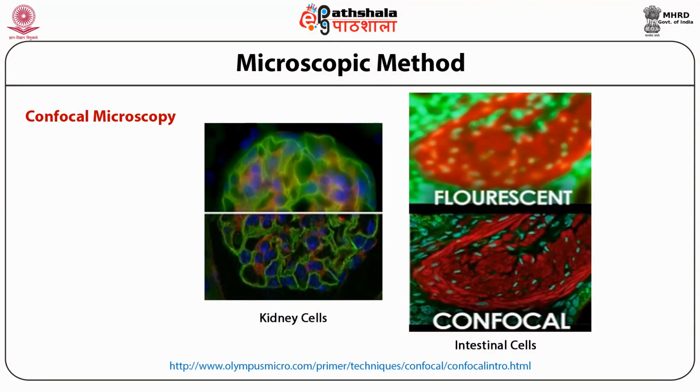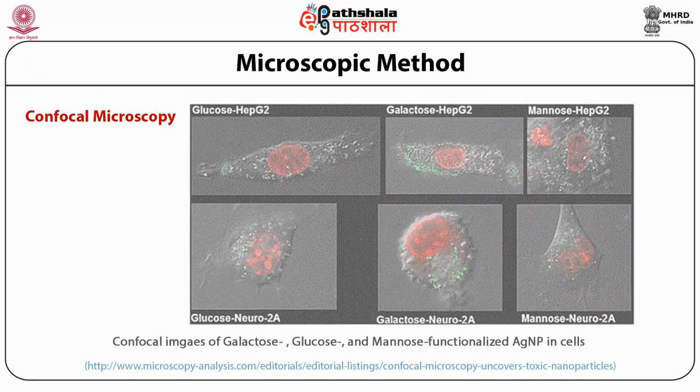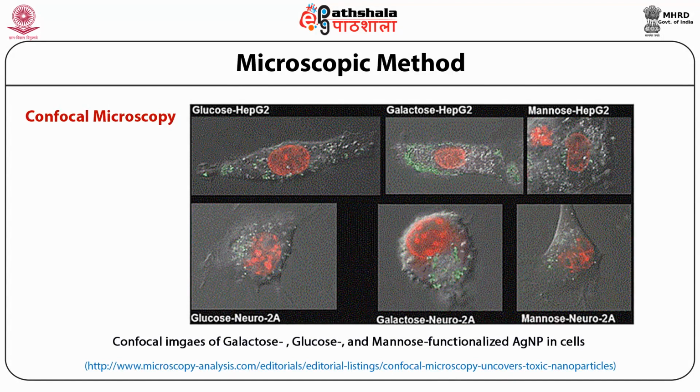So here is shown a difference between the resolution of a fluorescent microscope and a confocal microscope. The kidney cells are much better resolved with confocal microscopy, shown below, and similarly for intestinal cells, the confocal image is much improved in comparison to the fluorescent image. This is another example of confocal microscopy in which we are seeing the confocal images of galactose, glucose, and mannose functionalized silver nanoparticles in the cells, which are shown in red.